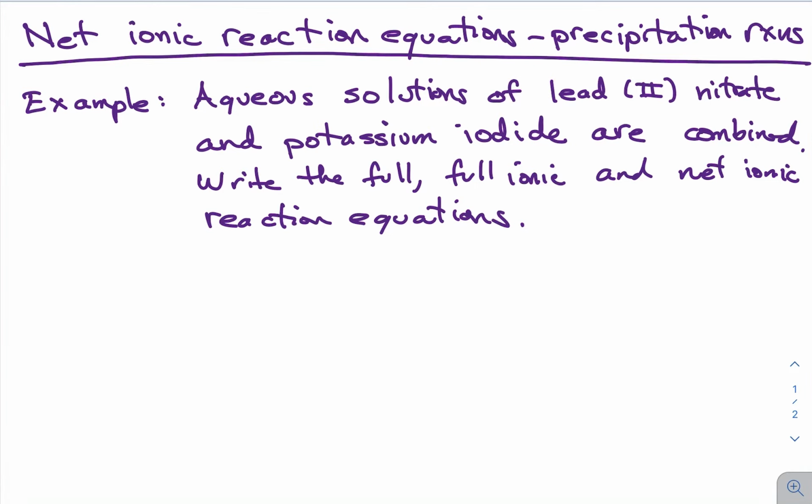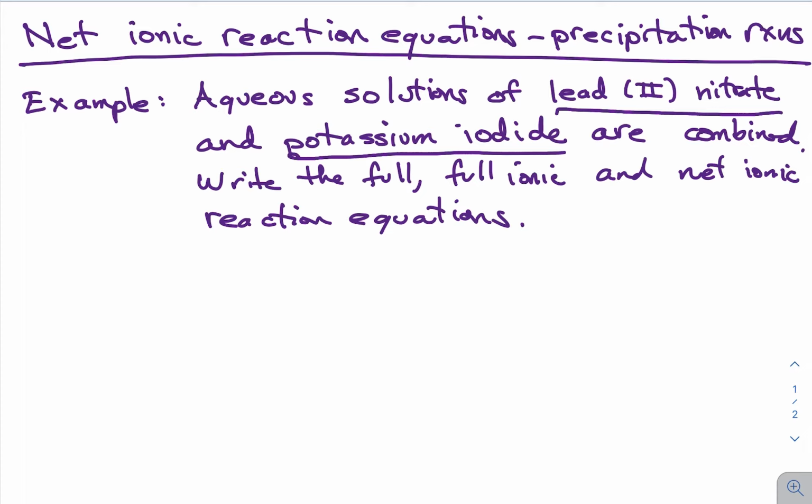Hey everyone, we are going to take a look at net ionic reaction equations, and specifically we're going to, as an example, use precipitation reactions, which are reactions that produce a solid when solutions are combined. So the example I provided here is we have aqueous solutions of lead 2 nitrate and potassium iodide, and they're going to be combined, and we're asked to provide the full reaction, full ionic reaction, and net ionic reaction equation for that process.